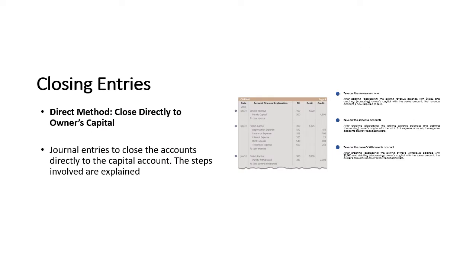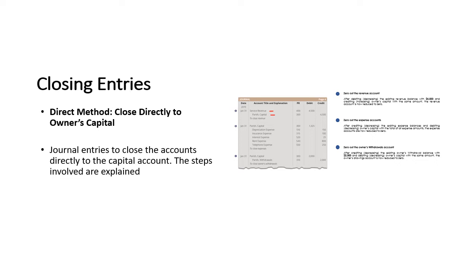So what will these journal entries look like? Now remember, we wanted to decrease or zero out those revenues. So how do you decrease a revenue? We debit it. So you can see here that we have service revenue as our debit, and we closed it directly to capital. So capital will be our credit, and that is going to increase our capital, and it will decrease our revenue.